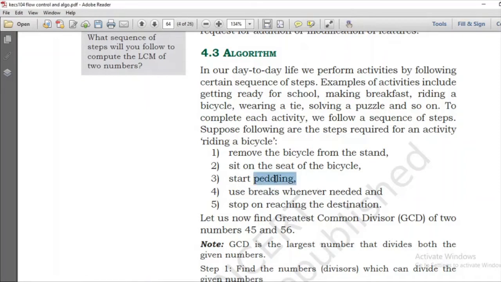You have to start pedaling. If it had only said sit on the seat and go, but how to go? You have to pedal before going. So these are the steps which you follow, and then you will definitely be able to ride a bicycle.